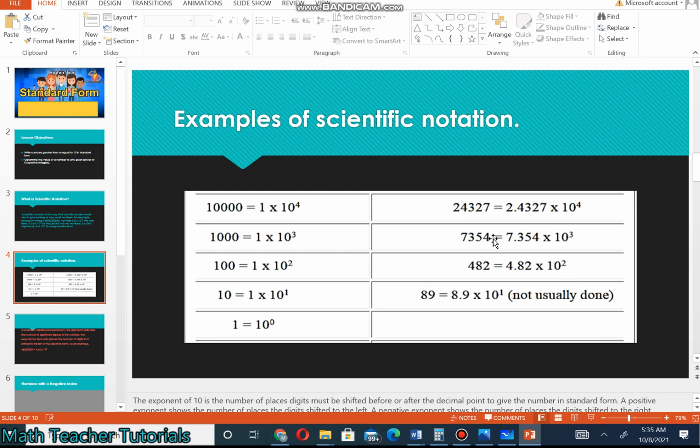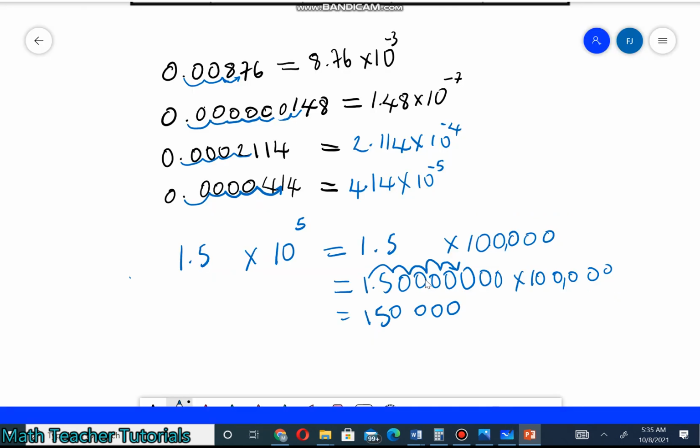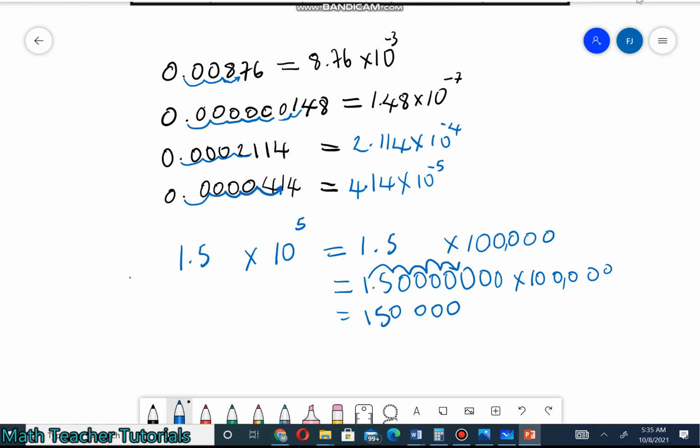As is the case with 7,354, in order to get 7 being the only number to the left of the decimal point, the decimal point would have been moved 3 places to the left, or the digits would have moved to the right. Therefore, in order to ensure that it maintains the same value as 7,354, it is multiplied by 10 cubed. Let's look at some more practical examples.